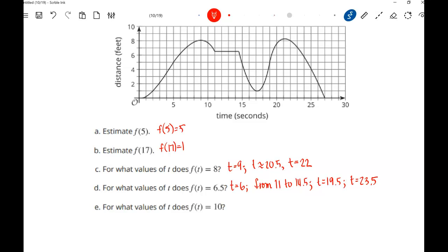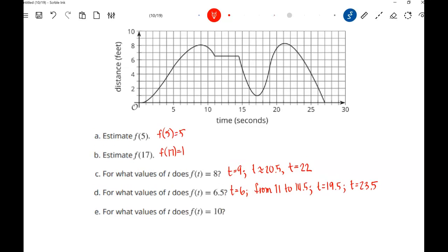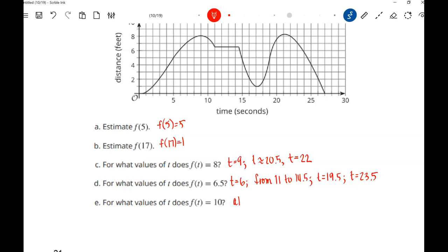E says, when is he 10 feet from his bike? He's not ever 10 feet from his bike. So at no time.